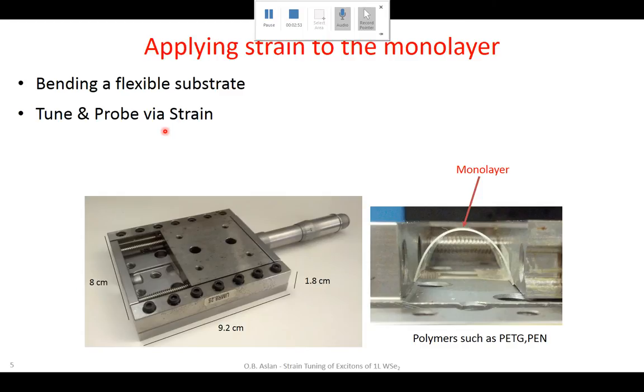So this is how we apply strain to the monolayer materials. We place them on a flexible substrate which is placed at the back of an optical stage, and upon bending the substrate we can transfer the strain to the monolayer, and then we probe our excitonic structure.